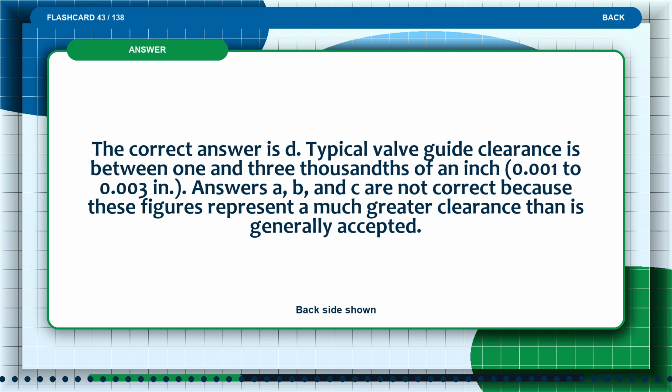The correct answer is D. Typical valve guide clearance is between 1 and 3/1000ths of an inch, 0.001 to 0.003 inches. Answers A, B, and C are not correct because these figures represent a much greater clearance than is generally accepted.